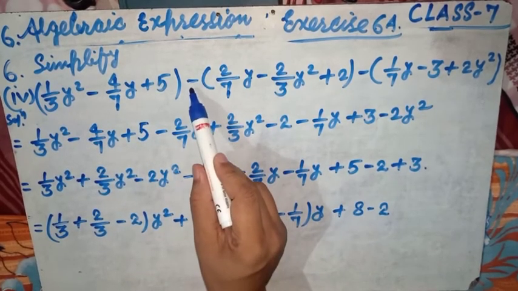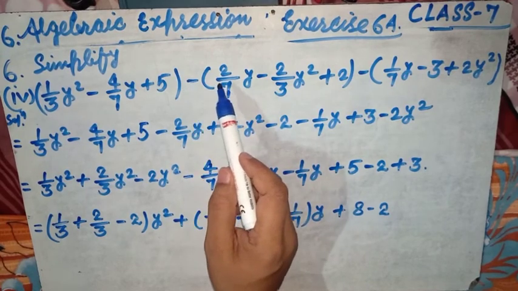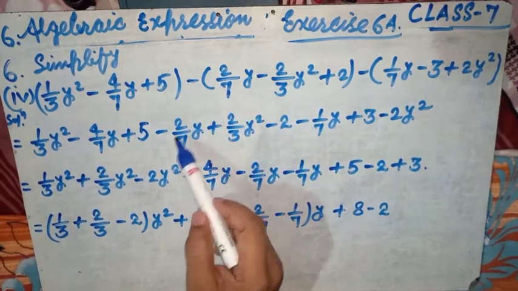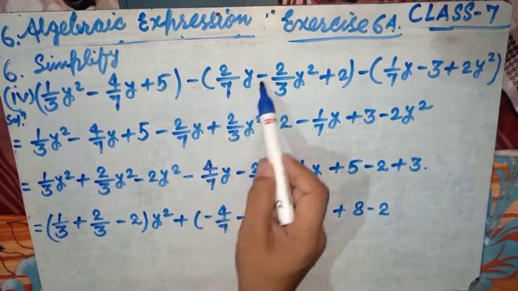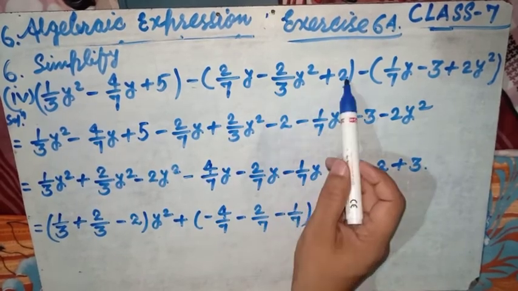Now here is the minus sign and there is a bracket, means multiply. This minus is multiplied to every term of this bracket, means minus into plus, minus as it is, minus into minus, plus as it is, minus into plus, minus 2 as it is.